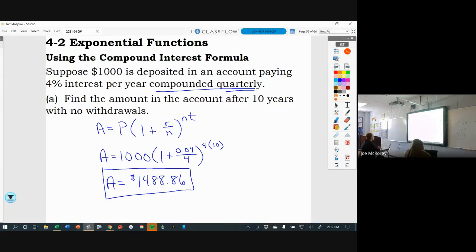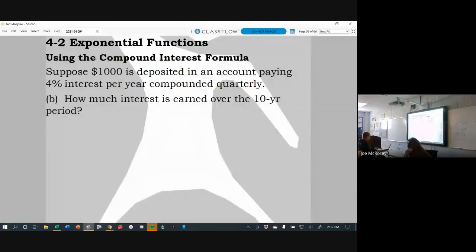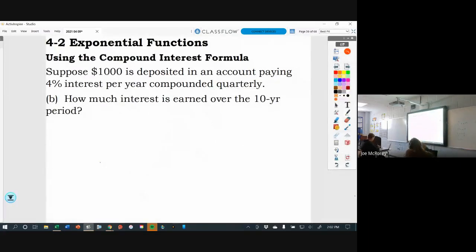How much money did you start with? $1,000. How much interest did you earn? $1,488.86 minus the $1,000 we started with, which is $488.86, which is question B. Question B says, how much interest did you earn?